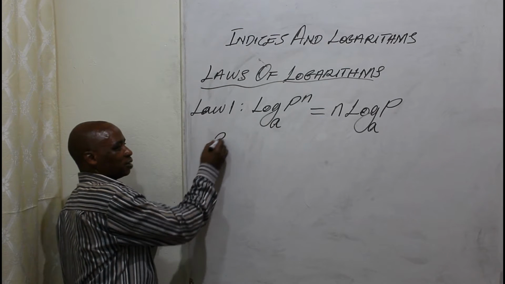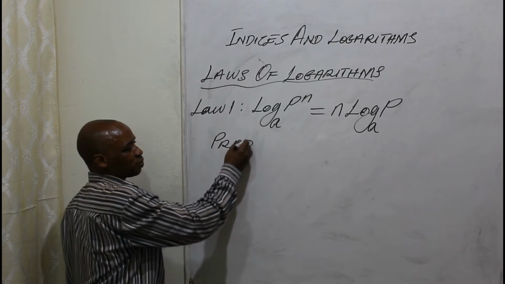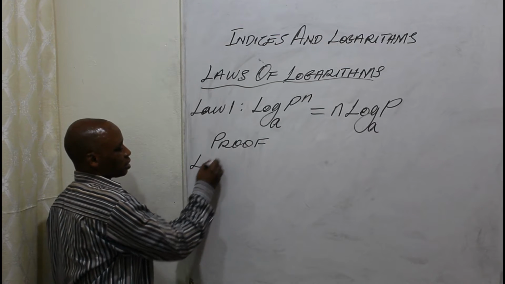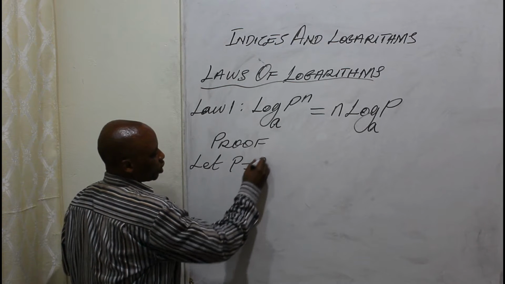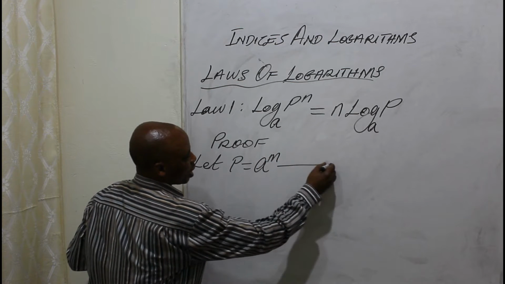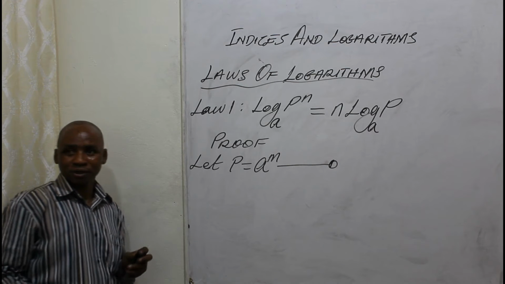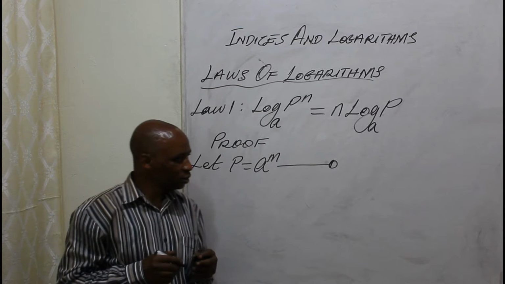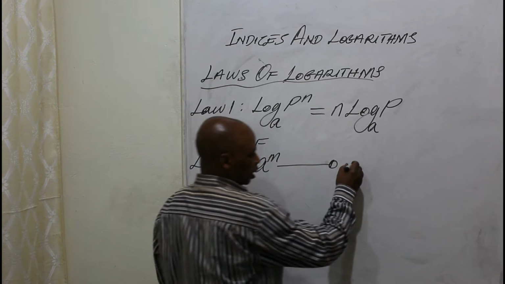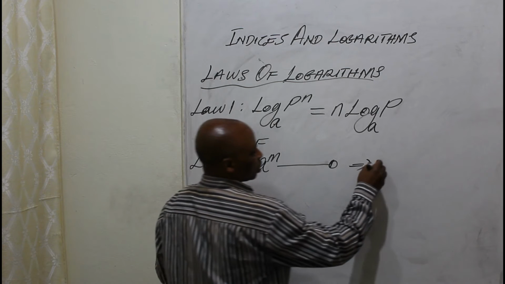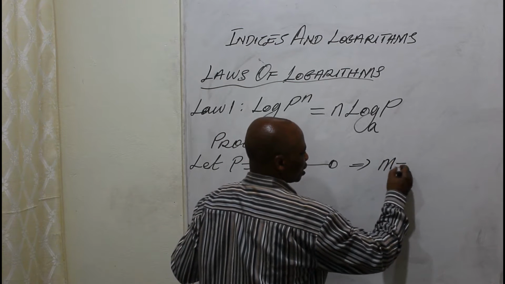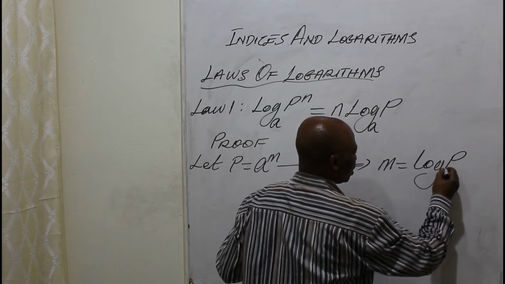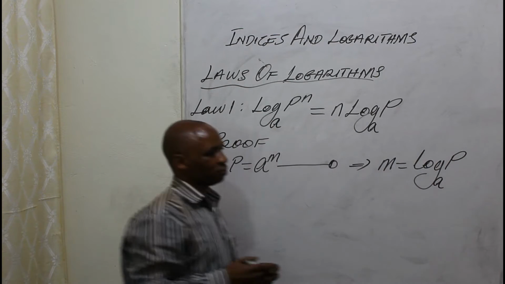With this, we need to prove it. So let's prove it. First, let p be equal to a raised to the power m. Then we name this equation 1. Then with this, in logarithms, it will be m is equal to the log of p base a.